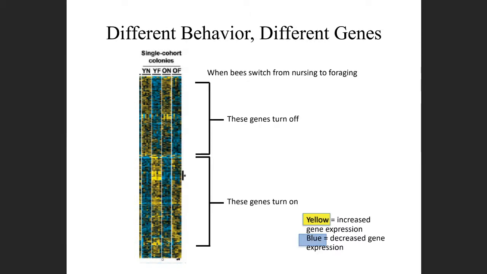So when the bees switch from nursing to foraging, these genes are turned off, and these over here are being turned on. And what's interesting is, you can see the difference between just being old and young and a nurse versus being a young forager.